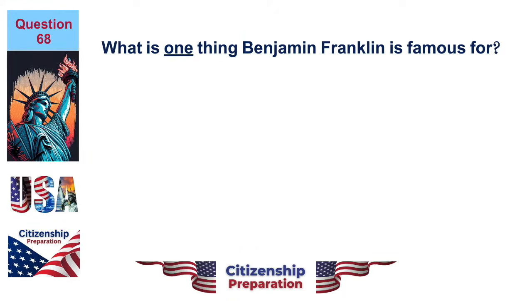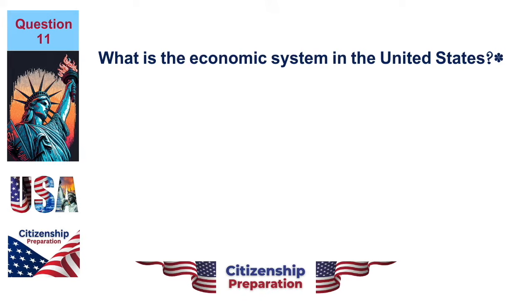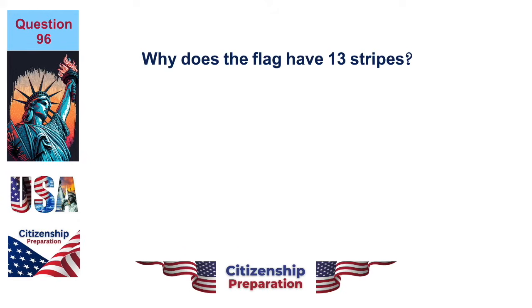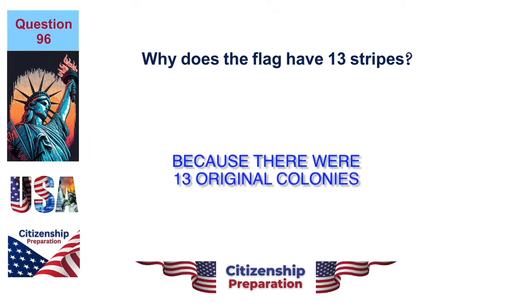What is one thing Benjamin Franklin is famous for? U.S. diplomat. What is the economic system in the United States? Market economy. Why does the flag have 13 stripes? Because there were 13 original colonies.